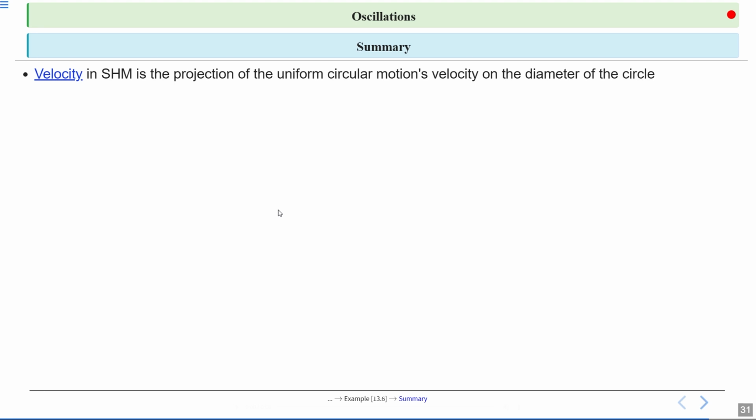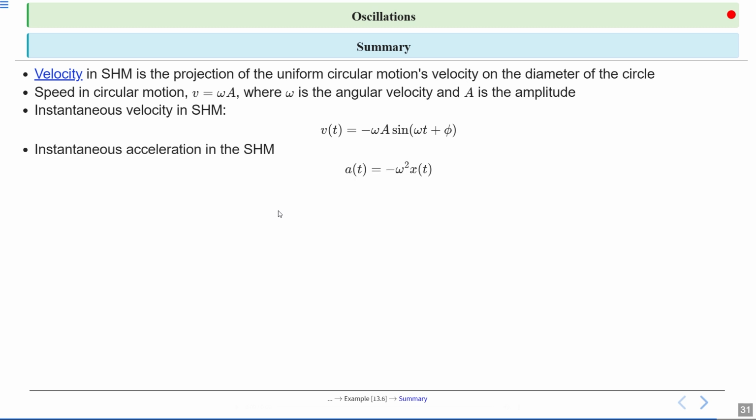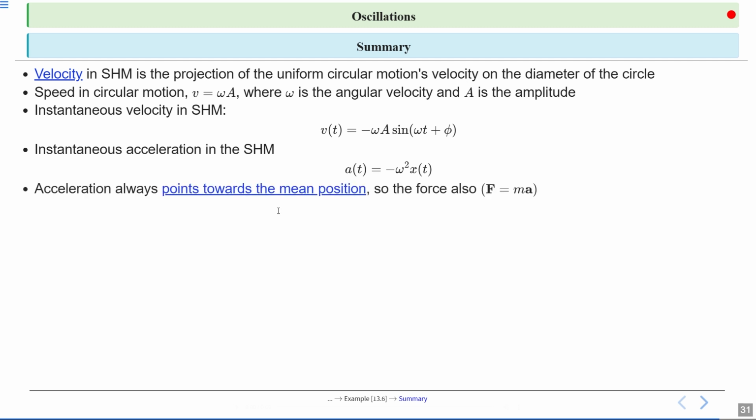Now we will summarize today's lecture in some brief points. Velocity in SHM is the projection of the uniform circular motion velocity on the diameter of the circle. Speed in circular motion v is equal to omega A, where omega is the angular velocity and A is the amplitude. Instantaneous velocity in SHM, v of t, is equal to minus omega A sine of omega t plus phi. Instantaneous acceleration in SHM, a of t, is equal to minus omega squared x of t. Acceleration always points towards the mean position. So force also, F is equal to ma.